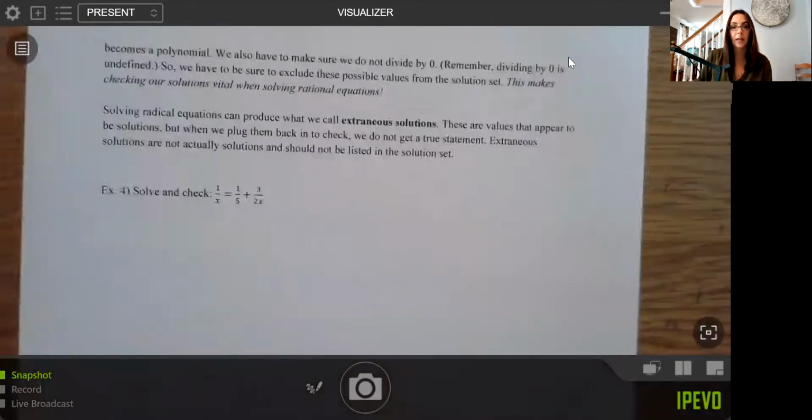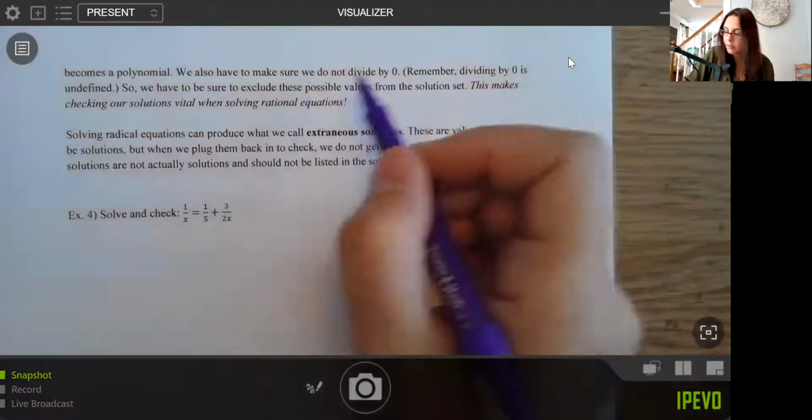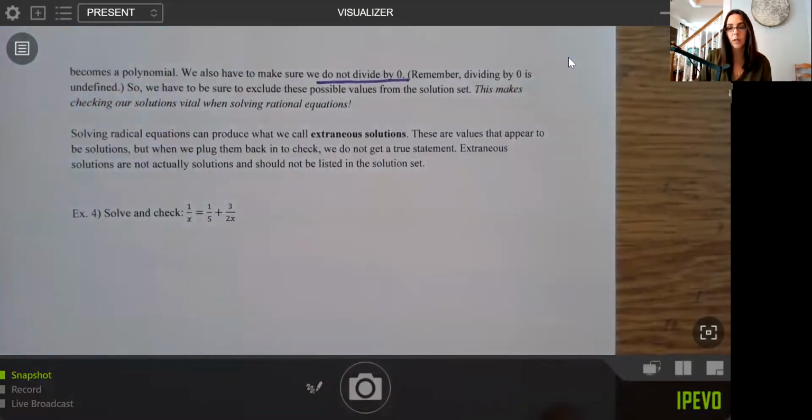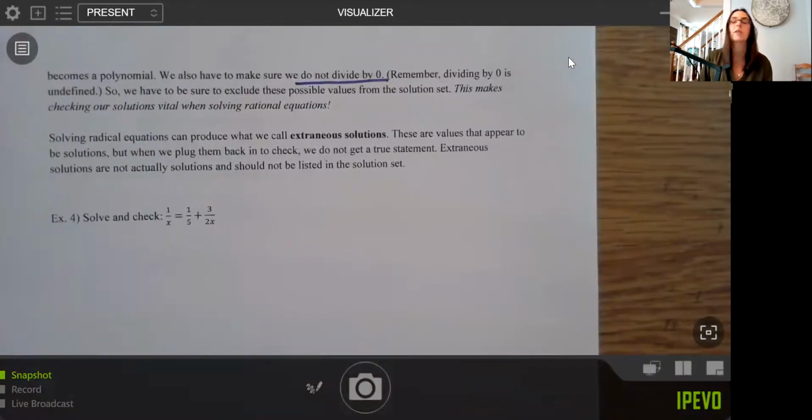This is a really big thing we have to watch out for, right? We cannot divide by 0. Divide by 0 is undefined. So we do have to make sure we exclude these values as we're solving.